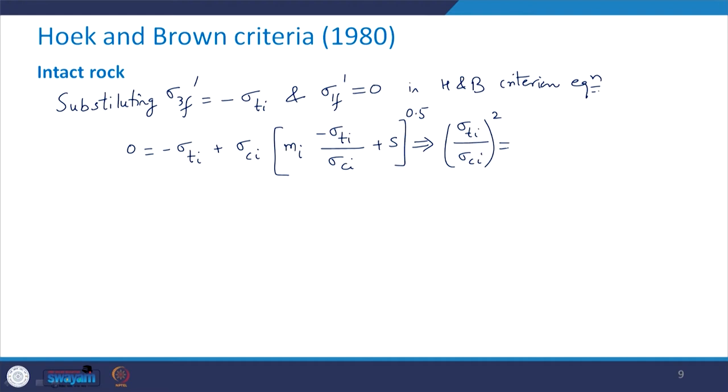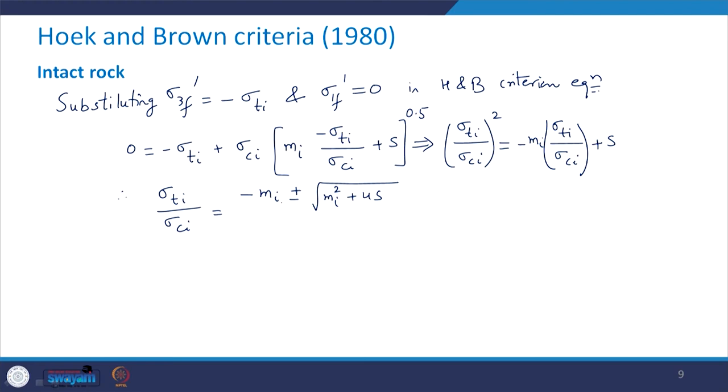is going to be equal to minus Mi sigma Ti upon sigma Ci plus S. Or if we try to get this ratio, we can write it as minus Mi plus minus square root of Mi square plus 4S, divided by 2.